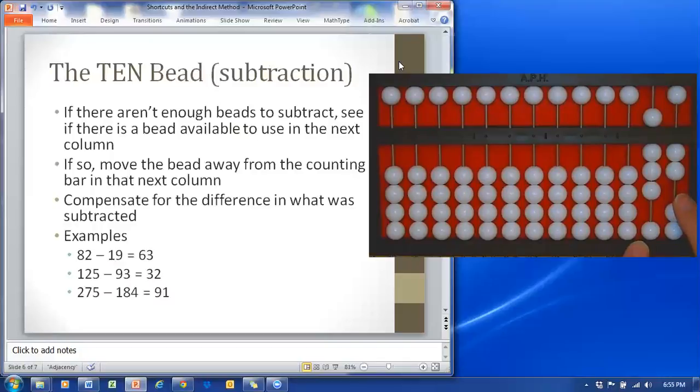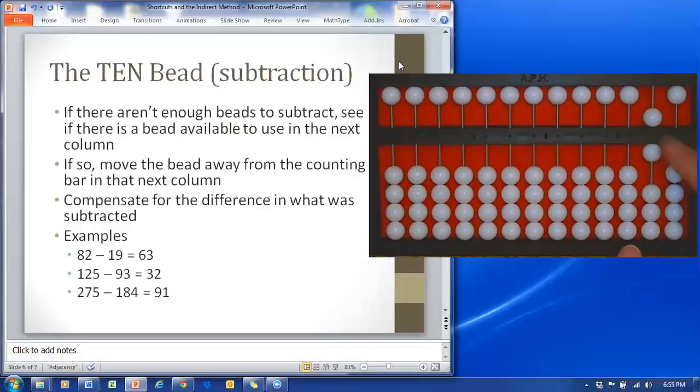So I'm going to start by subtracting the 10. Easy enough. Now I need to subtract 9 ones, but I only have 2 ones to subtract. So what I'll do instead is I'll subtract 10, but I was supposed to subtract 9, so that was 1 too many. So I'm going to add 1 to compensate for a total of 63.